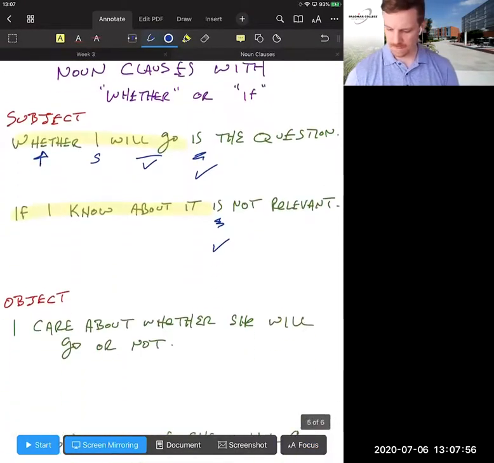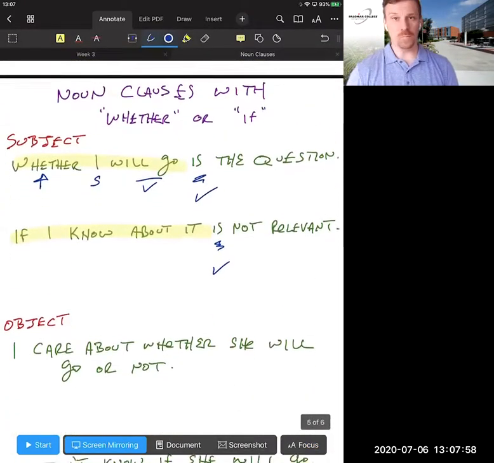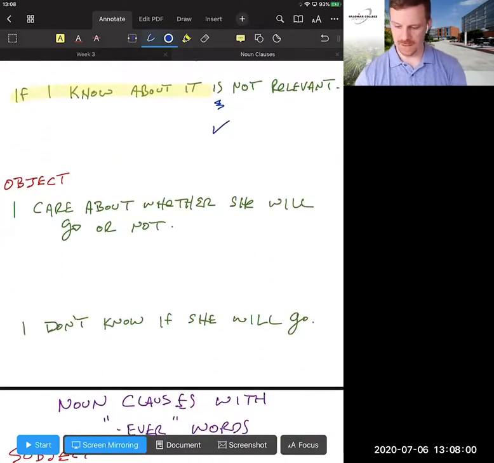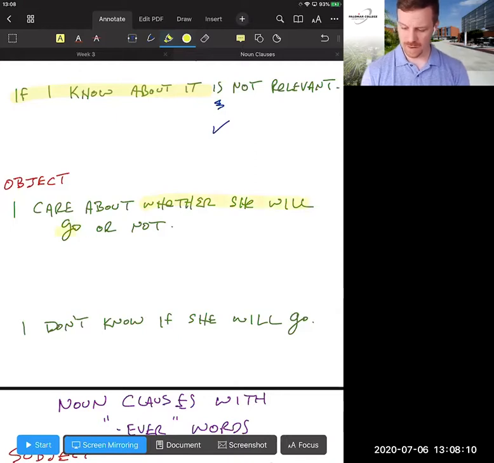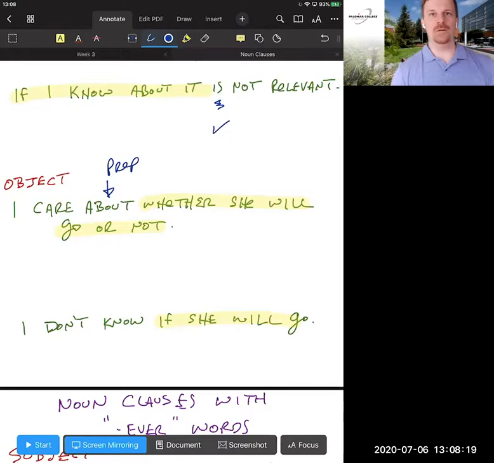Let's go back down. Noun clauses with whether or if as an object. Again, this comes after the main verb, or in this case, after a preposition. So I talked about noun clauses coming after main verbs or coming after prepositions earlier. Here we have both. Here we have I care about, that is a preposition. A noun after a preposition is also always an object. So I care about whether she will go or not. I don't know if she will go.